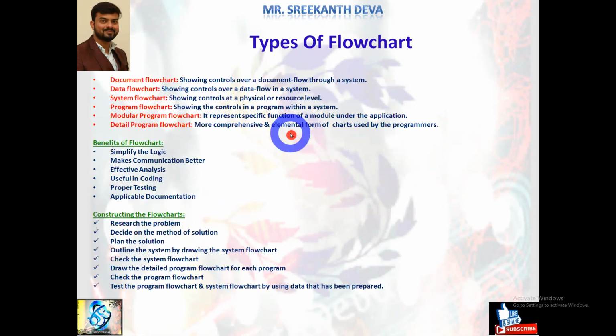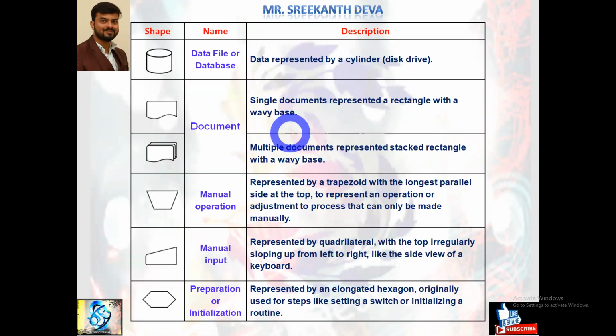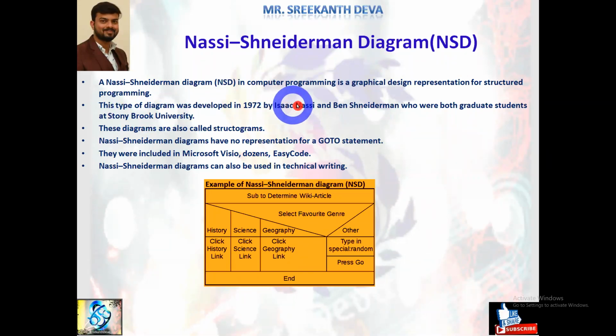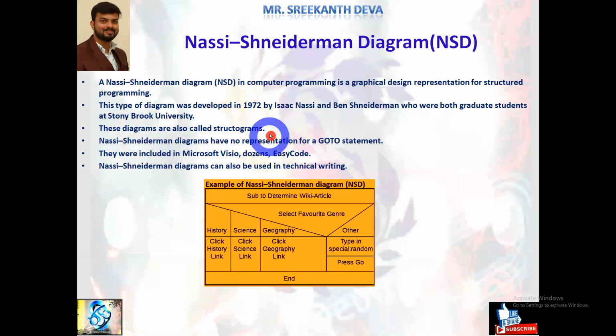But also sometimes some books represent algorithms using Nassi-Shneiderman diagrams, NSD. An NSD in computer programming is a graphical design representation for structured programming. This type of diagram was developed in 1972 by Isaac Nassi and Ben Shneiderman, who were both graduate students at Stony Brook University. These diagrams are also called structograms.